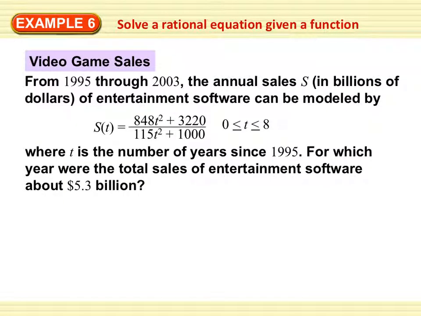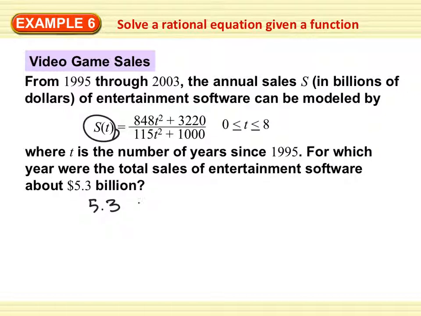All right, example 6. This is the last example we're going to go through. Video game sales from 1995 to 2003, the annual sales S in billions of dollars of entertainment software can be modeled by that really fancy and very complicated equation, where T is the number of years since 95. For which year were the total sales of entertainment software about 5.3 billion? So that's that value right there.